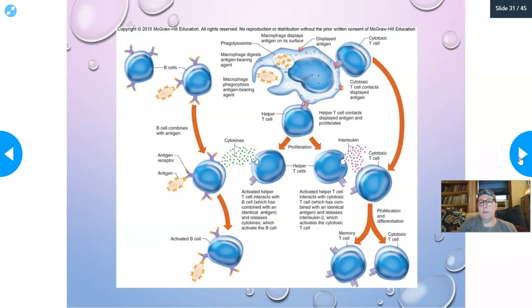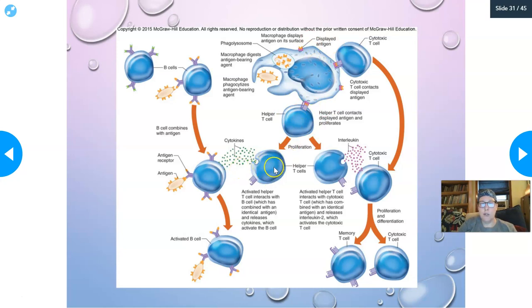So this diagram shows this whole process. We're going to focus here especially. This is your macrophage. It ate a bacteria, broke it down, took the antigen, and put it on its MHC. You have a cytotoxic T cell that's talking to it and a helper T cell that's talking to it, and they get activated to that displayed antigen.